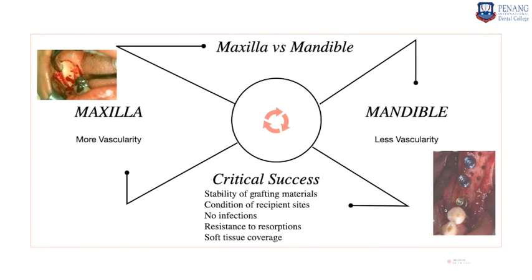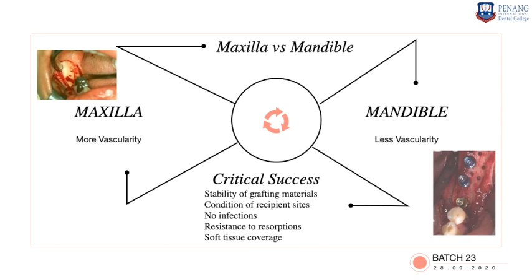Maxilla versus mandible. So how to choose which is better for both the recipient site as well as the donor site? Maxilla is better compared to mandible. Why is maxilla better? Because the maxillary bone is more porous and it has more vascularity. So the graft harvested as well as the recipient site in the maxilla will get a better result compared to a mandibular surgical site.